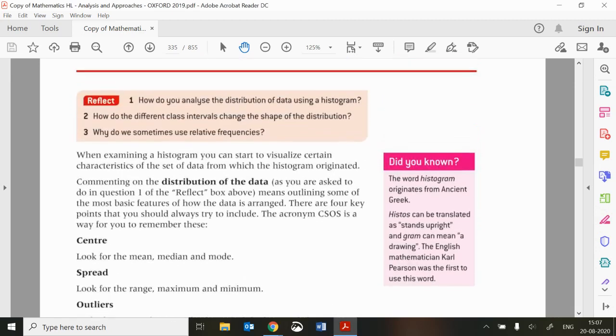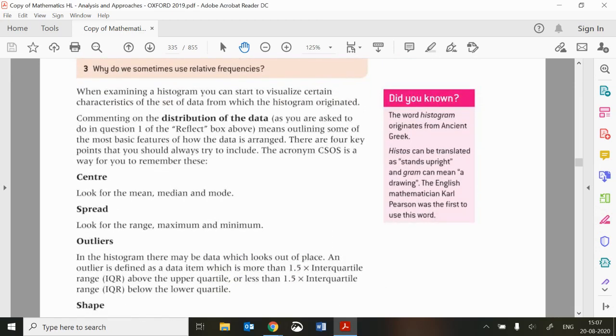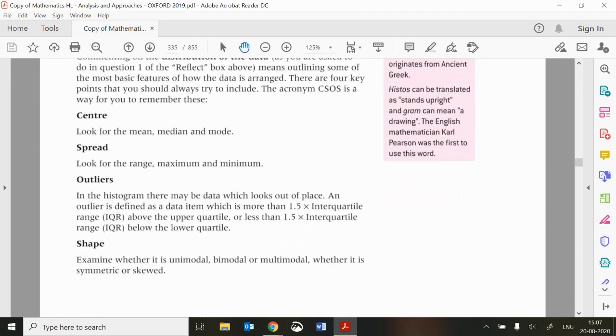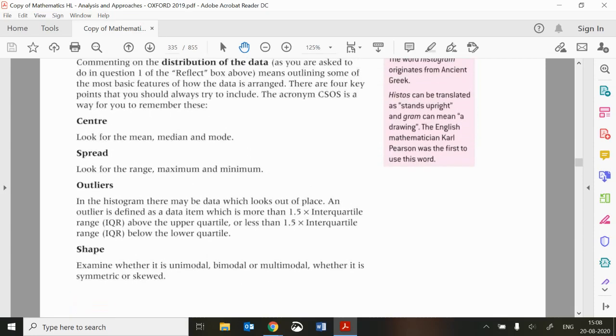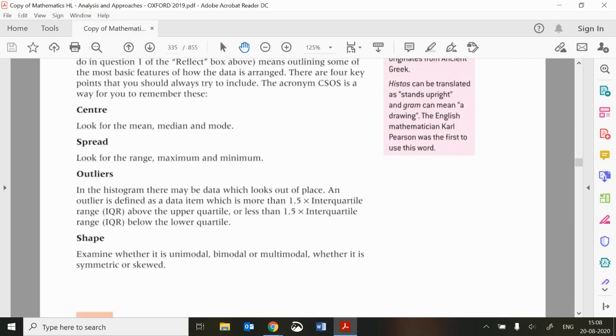We've got here talking about the distribution to start off with. Okay, so we've got CSOS. Maybe this helps you remember ways in which we can talk about the distribution of a histogram or distribution of data. So CSOS, we'll see this in one of the questions later on. It says, look for the center, look for the mean, the median, or the mode. And that may be obvious from your histogram.